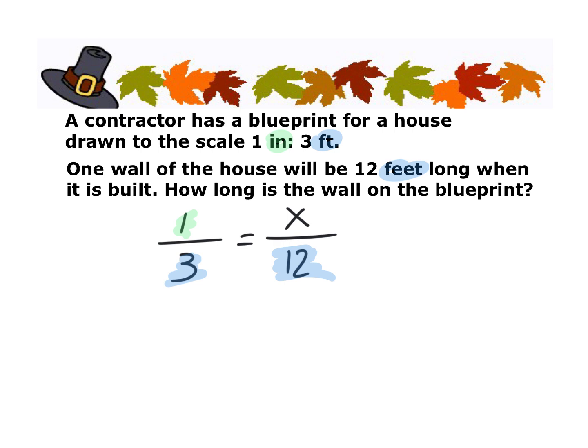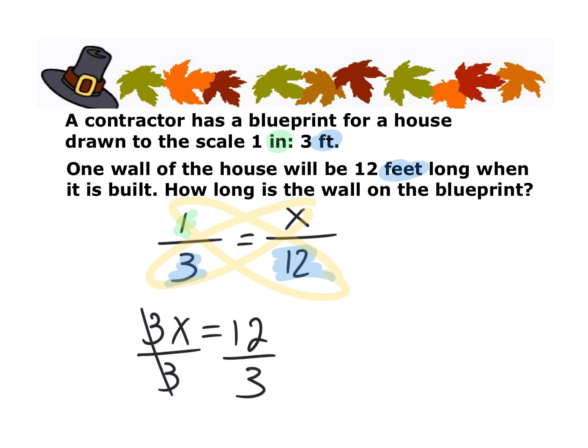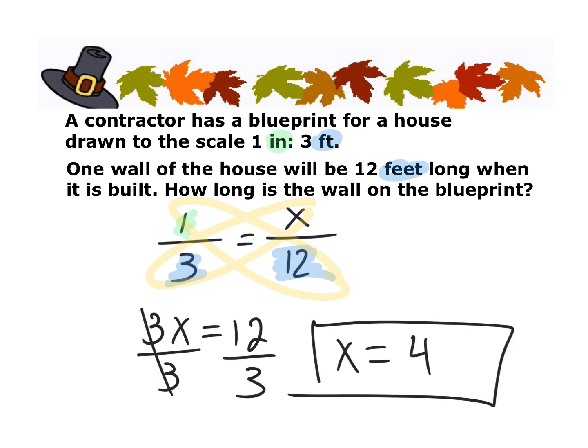Now I'm going to cross multiply the x and the 3 and the 12 and the 1. It's going to give me 3x is equal to 12. Then I'm going to divide by 3 on both sides, and I get that x is equal to 4. So the wall on that blueprint is going to be 4 inches tall.